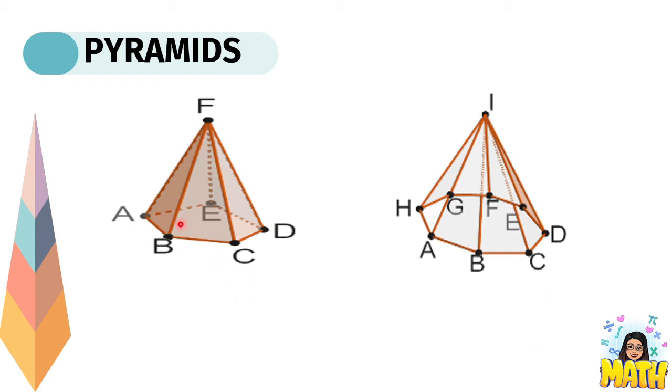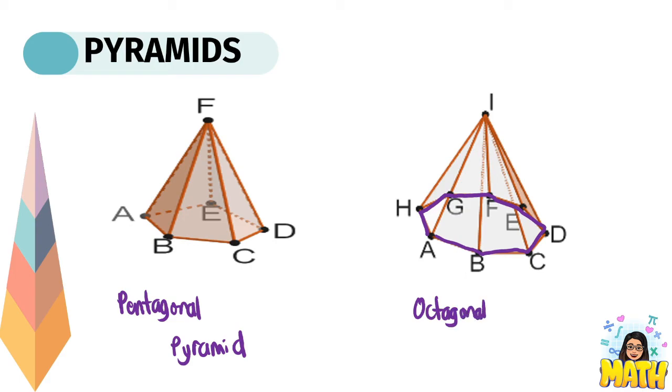For this pyramid, we have 5 vertices. We name it as pentagonal pyramid. While for the next one, from A, B, C, D up to H, 8 vertices. Therefore, this pyramid is called octagonal pyramid.